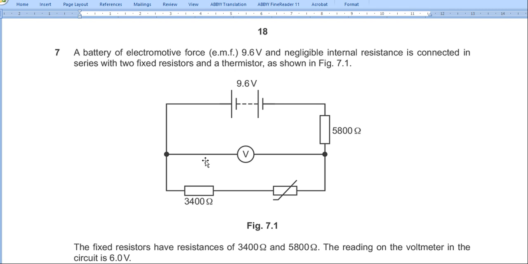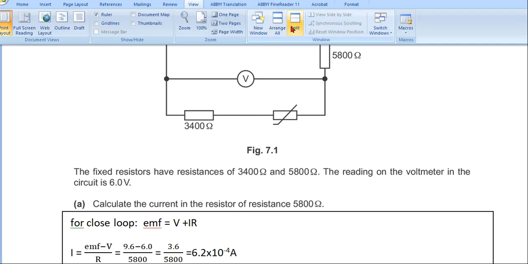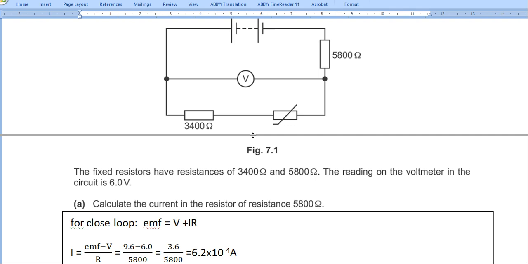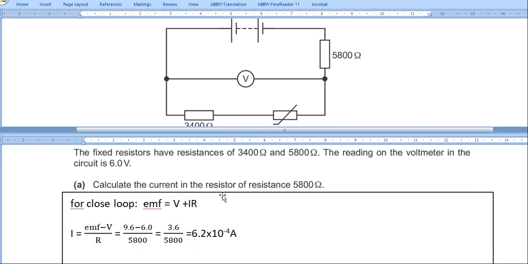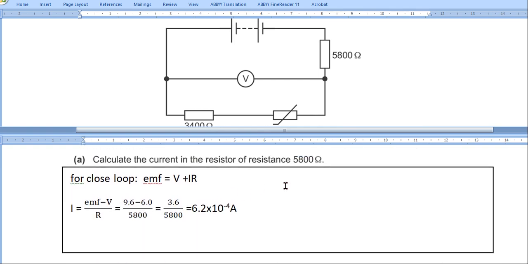A battery of electromotive force EMF 9.6 volt and negligible internal resistance is connected in series to two fixed resistors and a thermistor as shown. Here I think we need to split screen. Calculate the current in the resistor of resistance 5800.